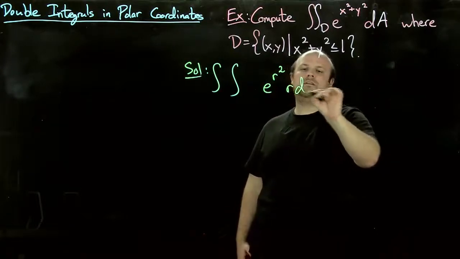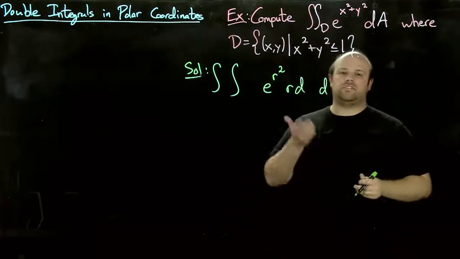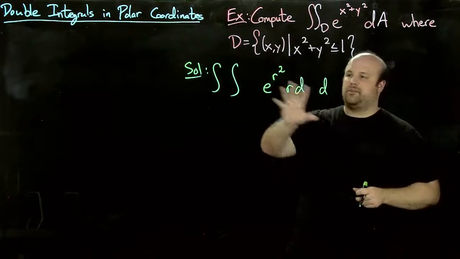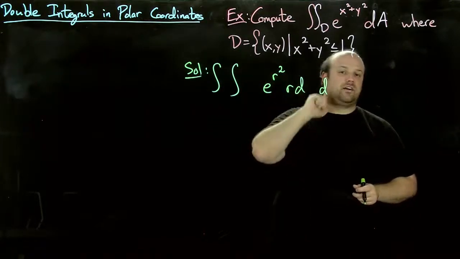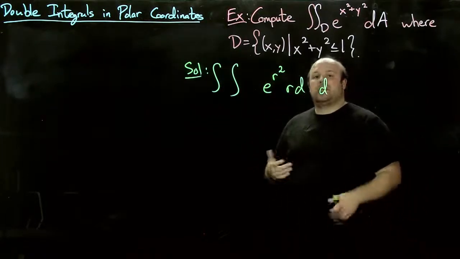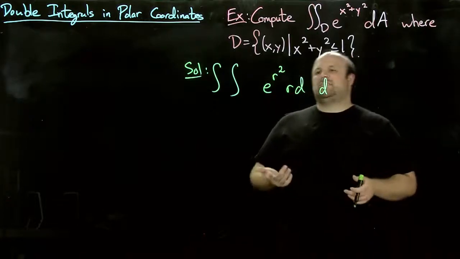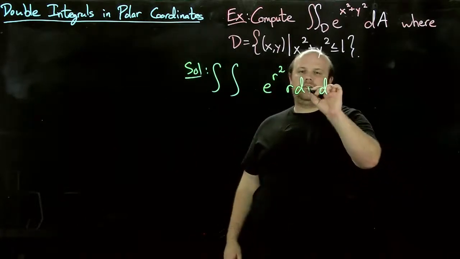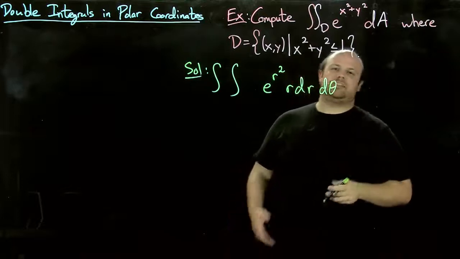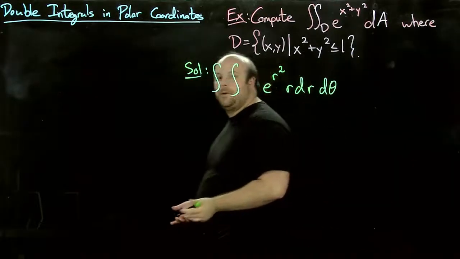So r, and then actually you can decide the order of dr and d theta. That's up to you. It depends on the integral. But this r has to be there, right? In this case it doesn't really matter, but it's usually easier to do dr d theta, so let's just go ahead and do that, right?